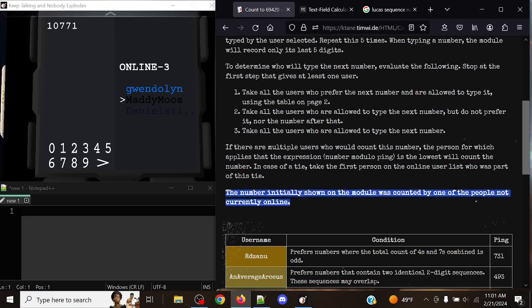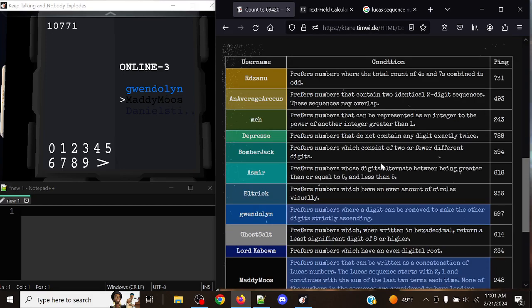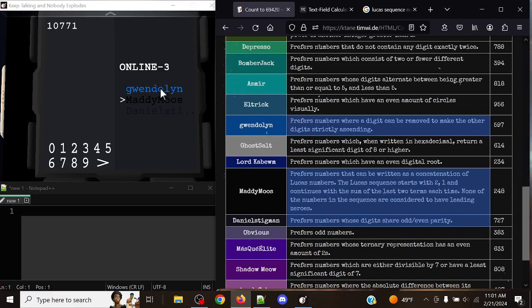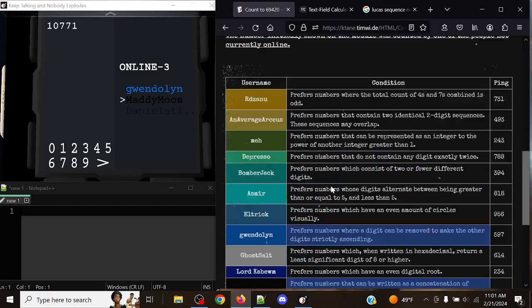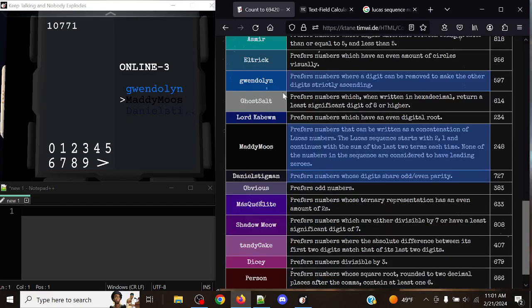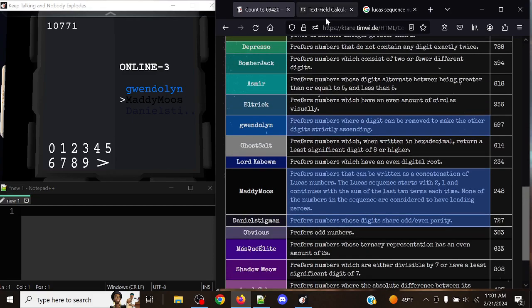So yeah, the number initially shown on the module was counted by one of the people not currently online. So in this case, it's going to be only between these three people. And for the first part of this mod, we have to consider all three of the people, and then it's only going to be two at a time. So the first part is getting over the hardest bit, which is just considering three people. So let's take a look.